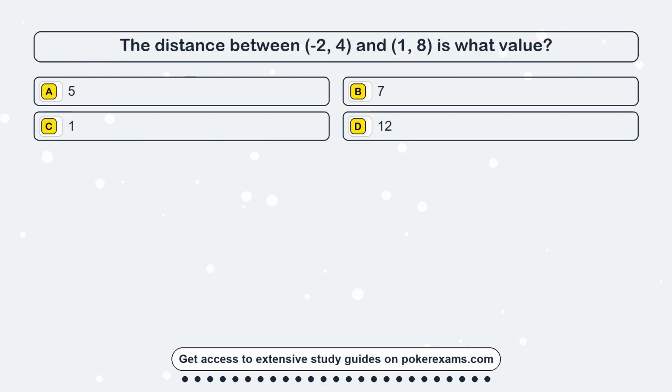Question 16. The distance between minus 2, 4, and 1, 8, is what value? Option A, 5. Option B, 7. Option C, 1. Option D, 12.